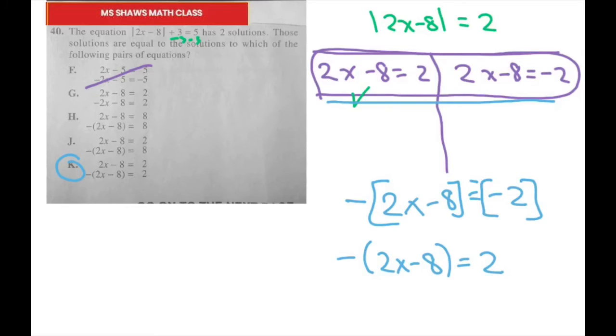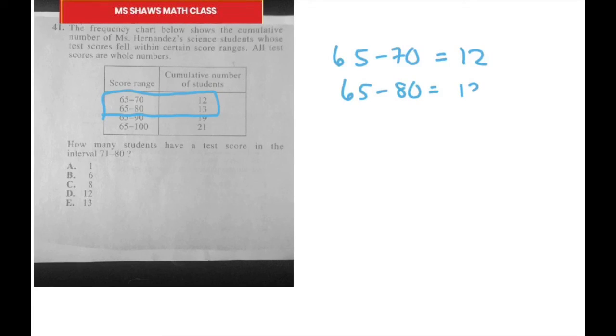All right. Next one. We have a frequency chart of science students, and they fell within certain score ranges. All the test scores are whole numbers. How many students have a test score in the interval 71 to 80? Well, here are the ones we're looking at right through here. So we know 12 scored between 65 and 70. That's 12. And then when we get to 65 through 80, it's just one more. So the ones that scored between 71 and 80 was just one additional one. So the answer is A.